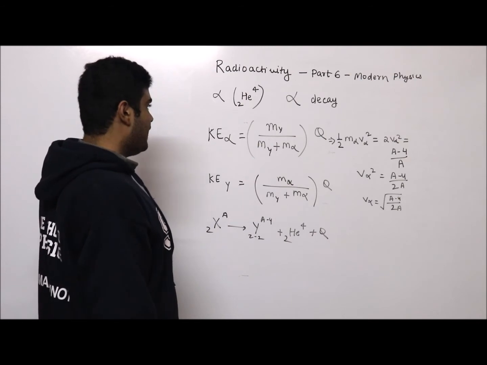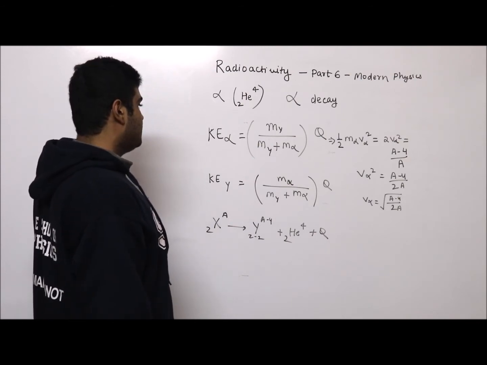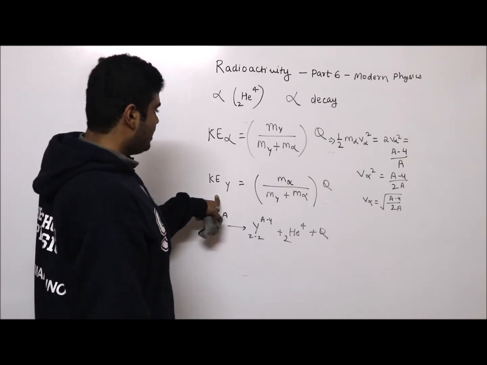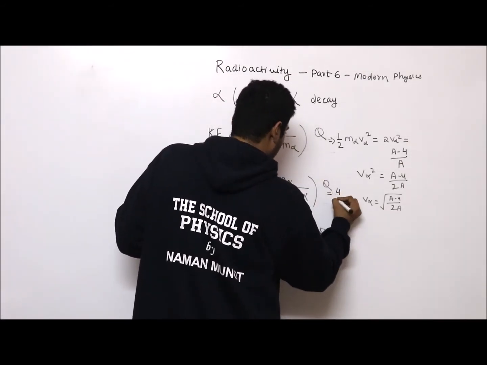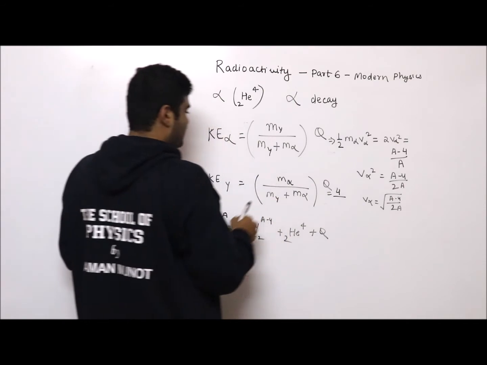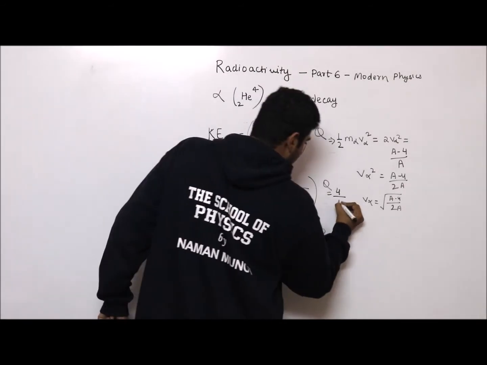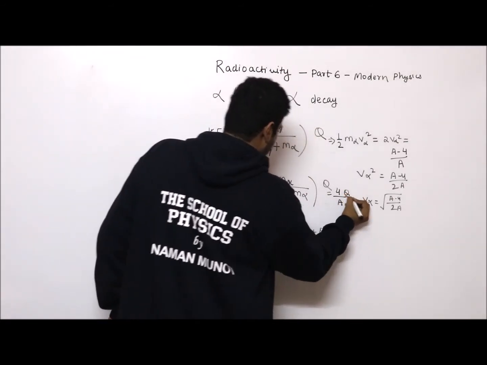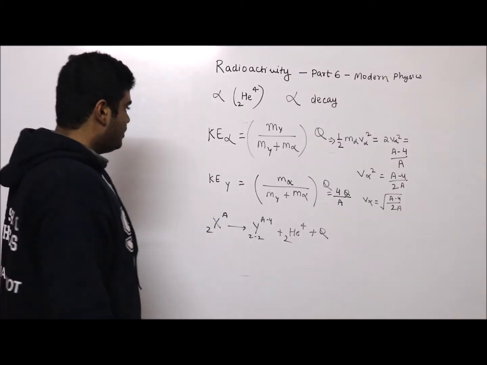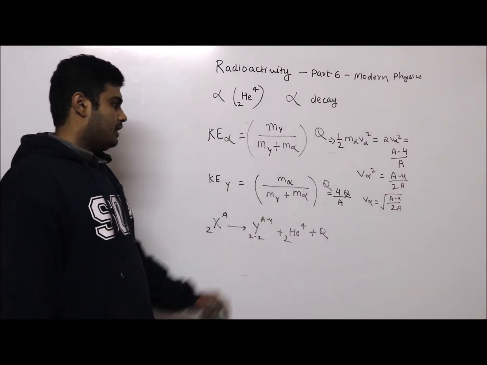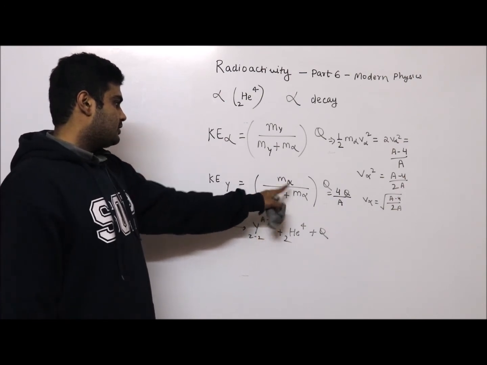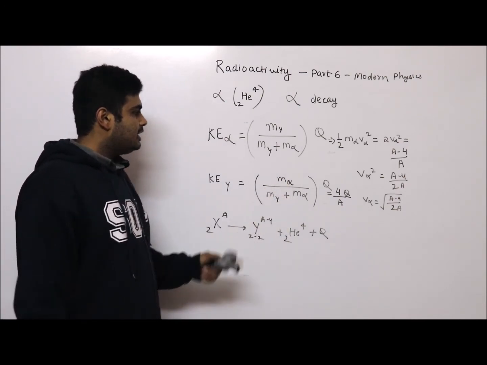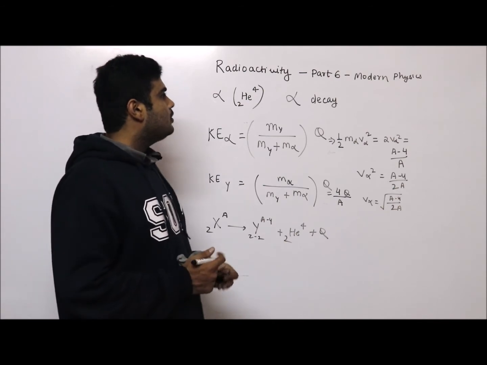And suppose we have to find the kinetic energy of Y. So m alpha is approximately 4, and my plus m alpha is A. So this is 4Q by A that will be the kinetic energy for this particle Y, right? 4 upon A minus 4 plus 4, so that will be 4Q upon A.